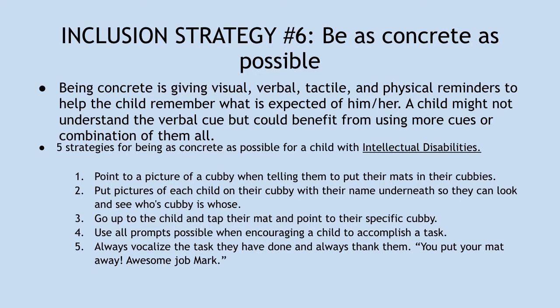So 5 strategies for being as concrete as possible for a child with intellectual disabilities would be: point to the picture of a cubby when you're telling them to put their mats in their cubbies, as well as point to the mat. Put pictures of each child on their cubby with their names underneath so that they can look and see whose cubby is who. Go up to the child and tap on their mat and point to their cubby to let them know this is what I want you to move, and that's where it's supposed to go.